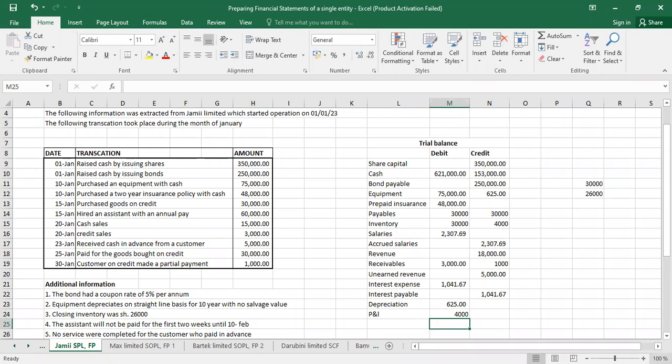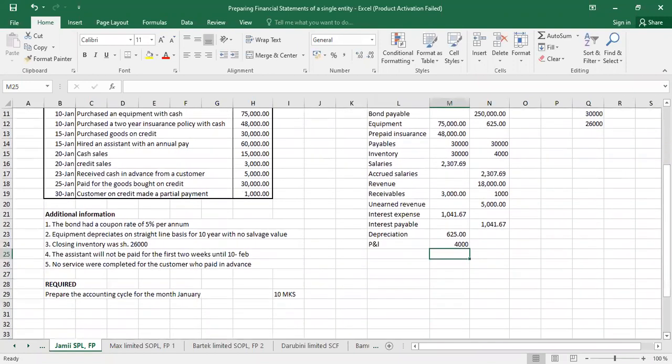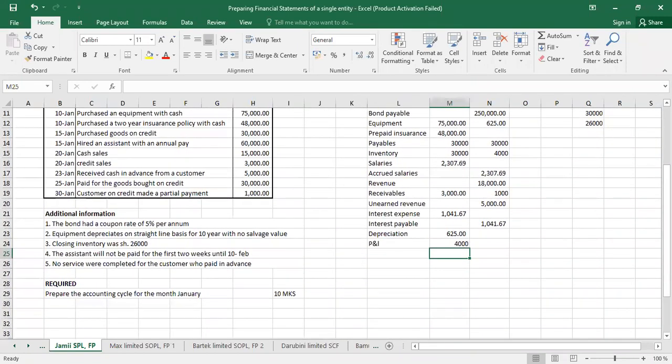Then number 4, we have already talked a bit, is the part where the salaries and accrued salaries come in. Okay, let me just continue. No services were completed for the customer who paid in advance, so that one will just remain as unearned revenue because no services were completed. I think we are almost finishing.